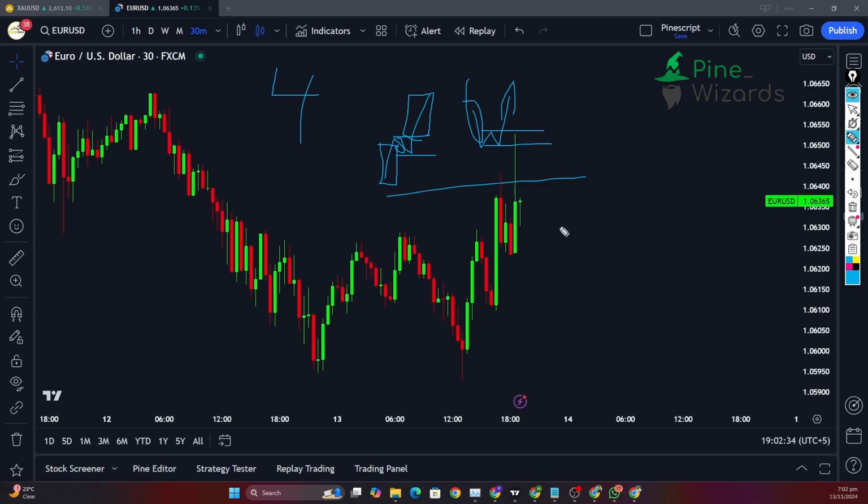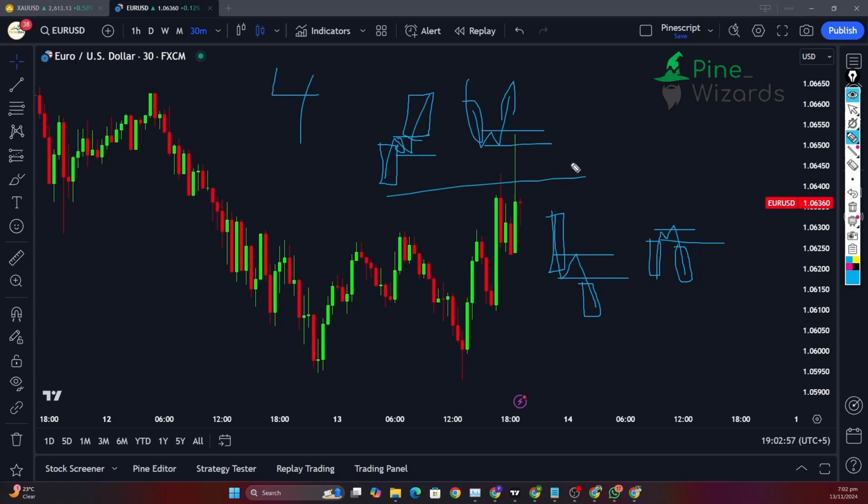Similarly, the supply zones are drop base drop, in which there is a very big bodied bearish candle, then this base zone, and then again a very big bodied bearish candle. And the rally base drop would be this one here. That is, the first one is a very big bodied bullish candle, then a base region around which the supply zone will be drawn, and then again a very big drop candle.